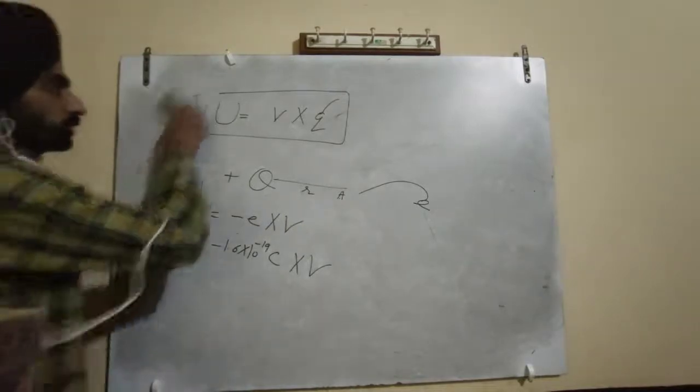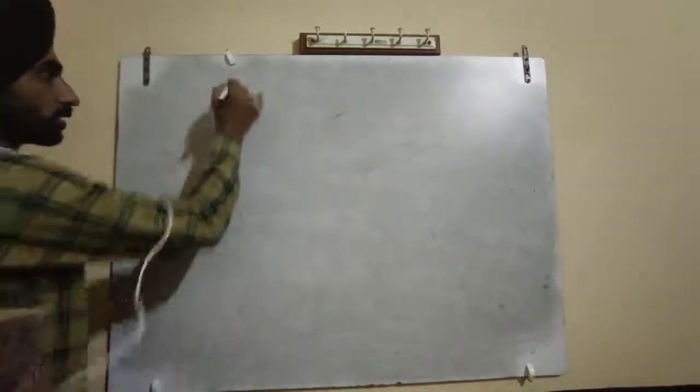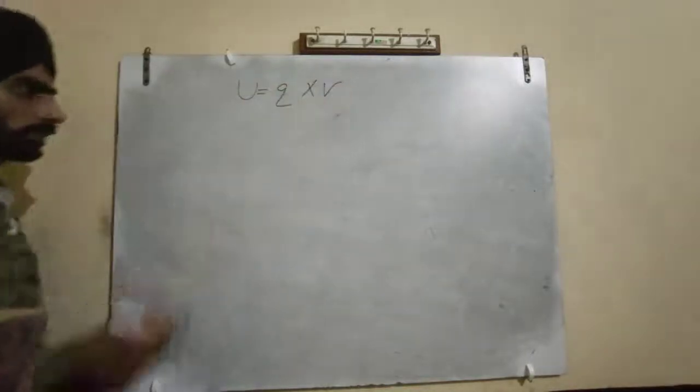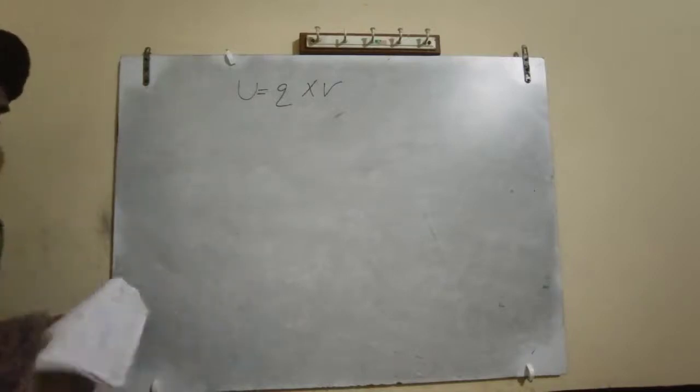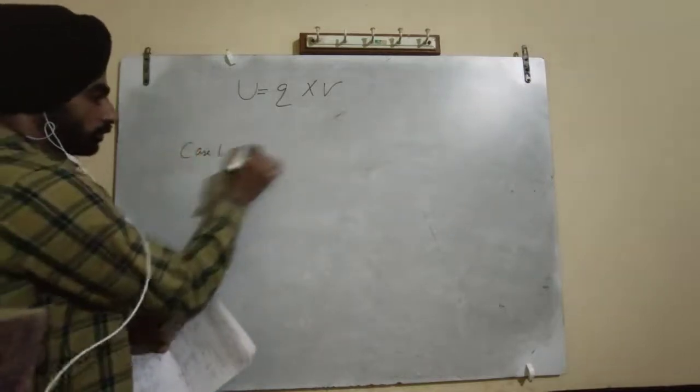So now remember, we are dealing with this concept only, U is equal to Q into V. We are with this topic only. We have not started a new topic yet. So take case number 1. Okay, take this case number 1.